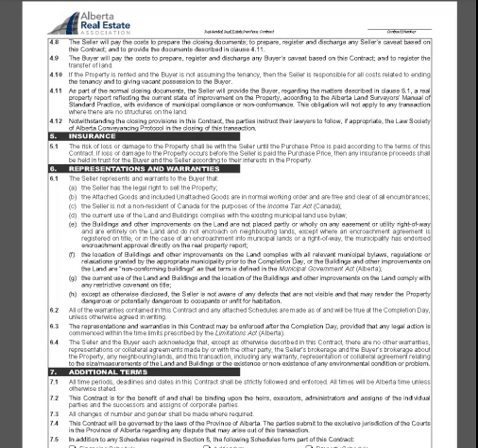Now on to page 3. We're still in section 4, and 4.8 discusses that the seller is going to pay for the costs of the closing documents on their side and to discharge any caveats and mortgages and so on. And under 4.9, the buyer is going to pay to prepare, register, and discharge the buyer's caveat based on the contract and to register the transfer of land.